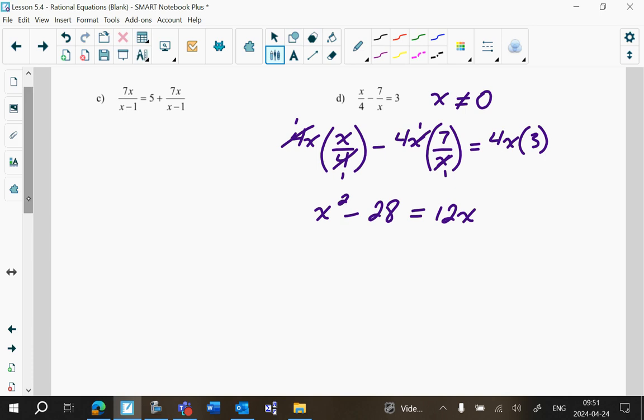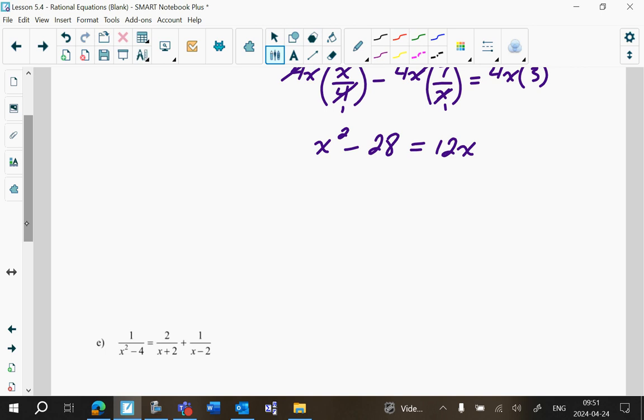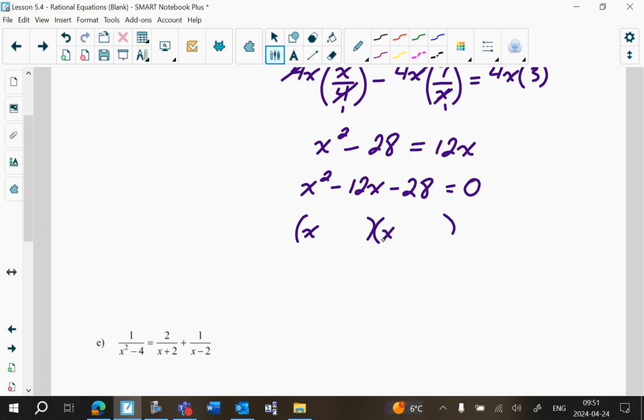Yep, we got to move everything together. So we got to move the 12x over to the left side and put it in the middle. So we get x squared minus 12x minus 28 equals 0. It's one of those trinomials where we have x and x at the beginning of each binomial. And remember, with these ones, we're looking for two numbers that add to negative 12, but multiply to negative 28. Don't think of numbers that add to negative 12 and check the product. Think of numbers that multiply to negative 28. It's easier, trust me. There's fewer choices.